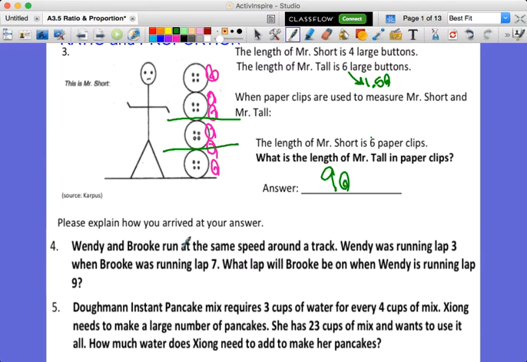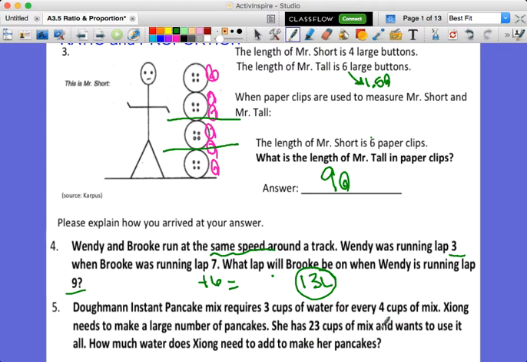Wendy and Brooke run at the same speed. Wendy's running lap 7. The key word here is same speed. Brooke will be running when Wendy's on lap 9. Wendy's going from 3 to 9, so she ran 6. So we're going to add another 6. This is not a proportional situation. Brooke is on lap 13.